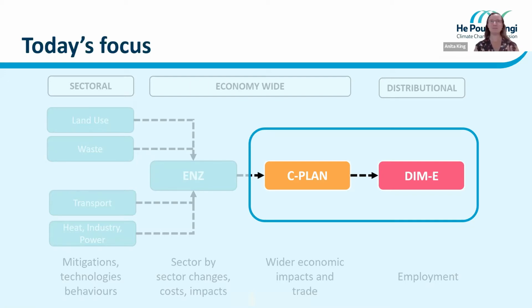And then we've got the CPLAN model. That's the CGE model that looks at the economic impacts at a national level of our proposed budgets and that sort of thing. And the DIME model, which then looks at how employment effects are distributed. And of course, we do further analysis outside of these models as well to understand what we're proposing and what the implications of what we're proposing are.